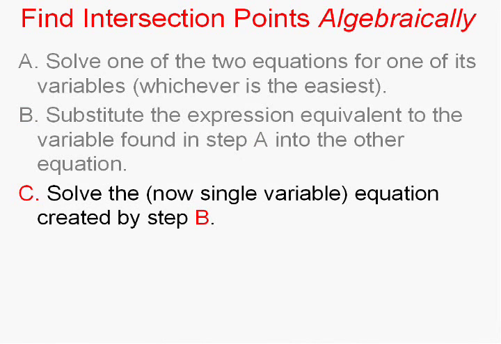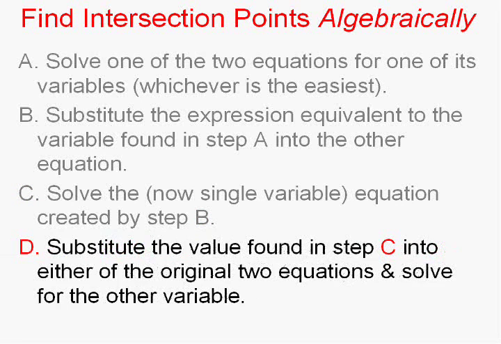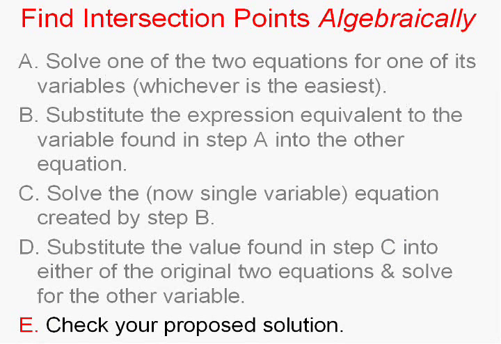We solved the now single variable equation created by step B. That gave us more information. It told us the value of one of the variables. So we substituted that value that we found in step C into either of the original two equations and solved for the other variable. And then don't forget, check your proposed solution. Check your x and your y in both equations. Make sure you didn't make a mistake. If it doesn't work in both equations, you haven't found the point of intersection.